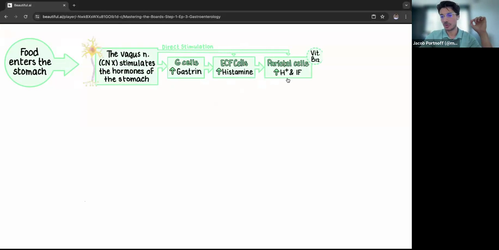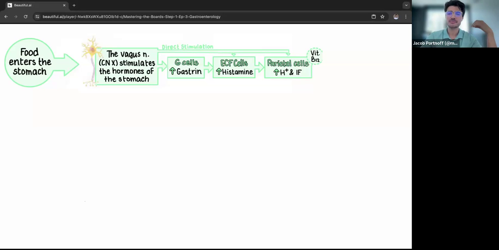So the question was asking what directly stimulates the parietal cells to secrete hydrogen ions and intrinsic factor. And you were correct if you said histamine, right? The ECL cells. But just remember that the G cells, gastrin, that's easy to remember. Enterochromaffin-like cells is going to be your histamine, and then your parietal cells is going to be your hydrogen ions and intrinsic factor. And guys, really, really important to tie this back into your biochemistry.